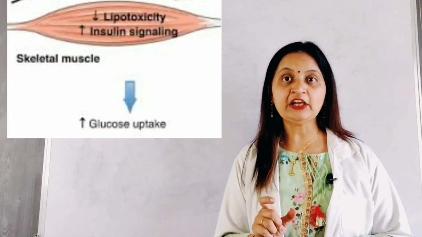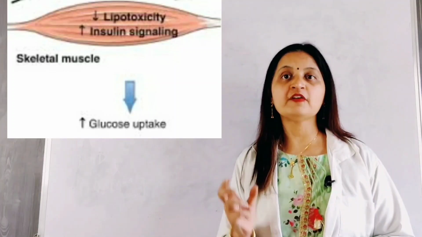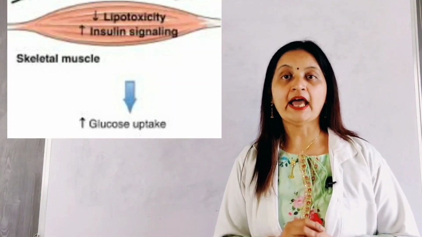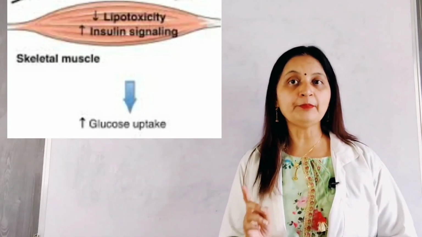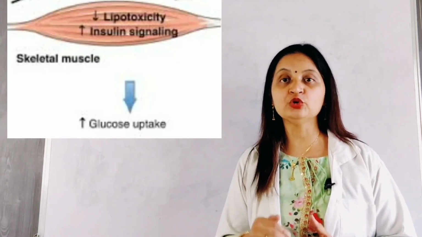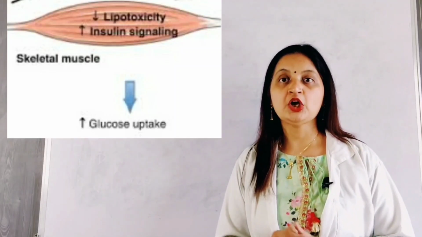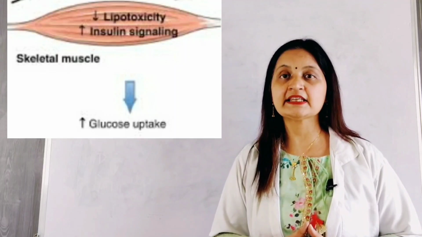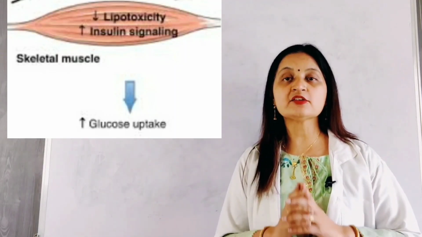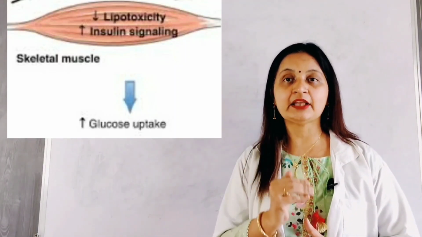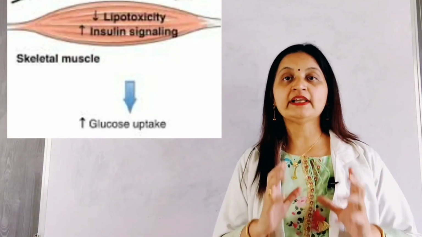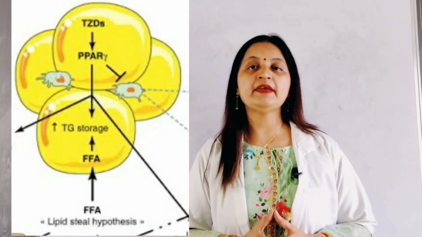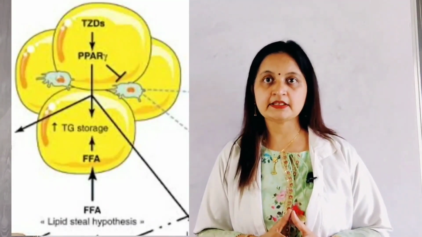Increased insulin signaling causes recruitment of the GLUT4 transporters to the membrane of the skeletal muscle, and this causes increased glucose uptake into the skeletal muscle and utilization by oxidation. So PPAR-gamma activation enhances insulin sensitivity in the skeletal muscle, causing increased glucose uptake and decreasing the blood glucose levels. So it helps to normalize the blood glucose level by activating the PPAR-gamma receptors in the skeletal muscle.